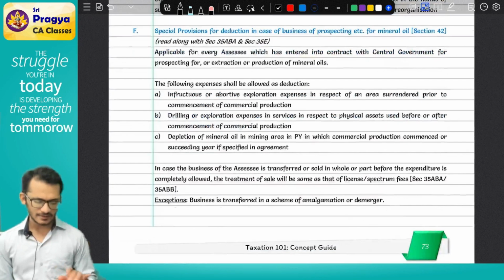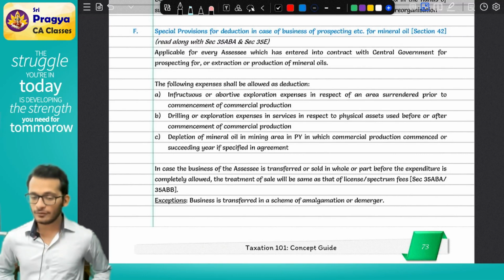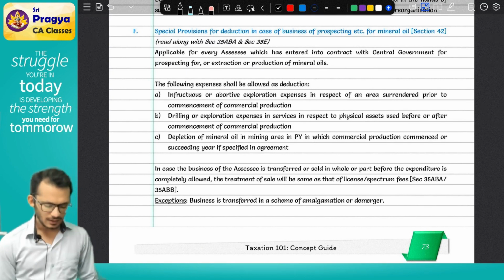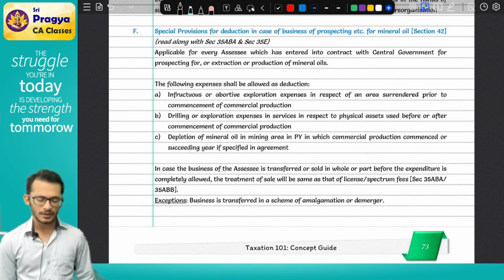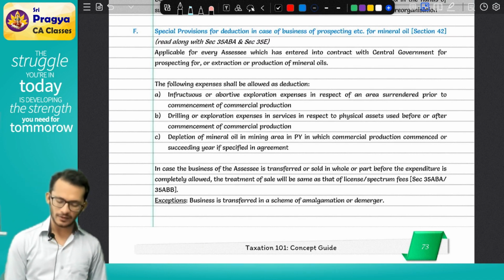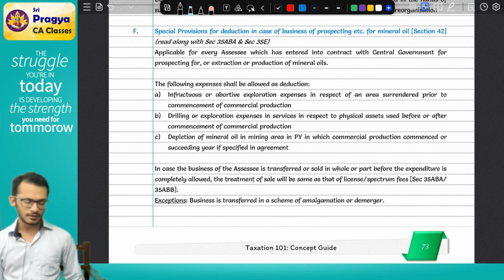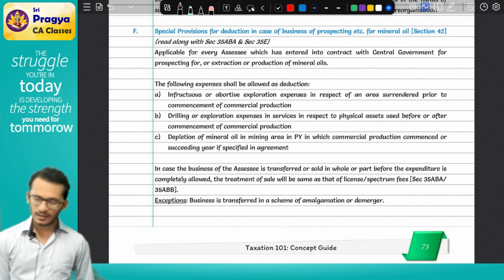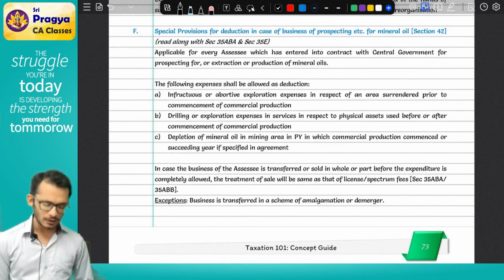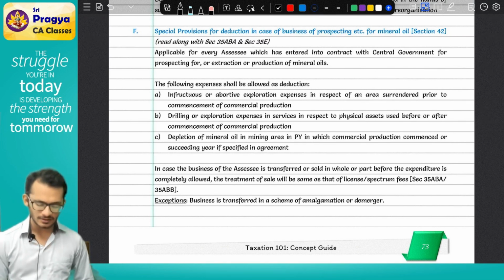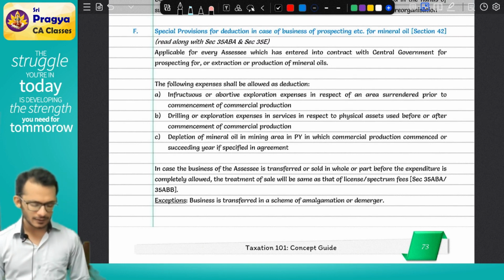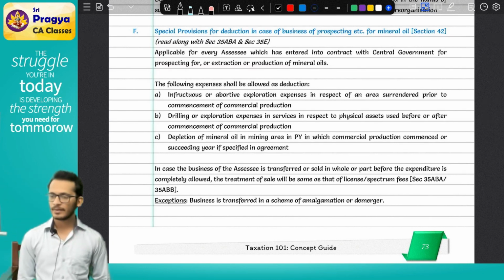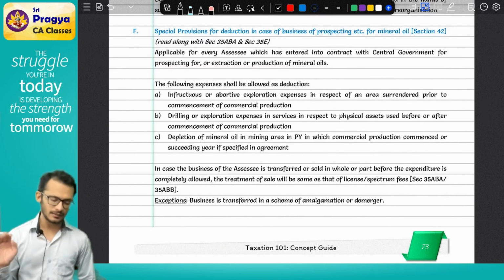The provision simply comes and says that if you are planning to do any extraction of mineral oils and all those things, the following expenses are allowed as a reduction. Read the expenses. It says infructuous or abortive exploration expenses in respect of an area surrendered prior to commencement of commercial production. Drilling or exploration expenses in services in relation to physical assets used before or after commencement of production. Any kind of depletion of mineral oil in the mining area in the previous year in which commercial production commenced or succeeding year if specified in the agreement. Basically, they are saying if you have incurred some expenses which are abandoned, you can claim it as deduction. There is no restriction.